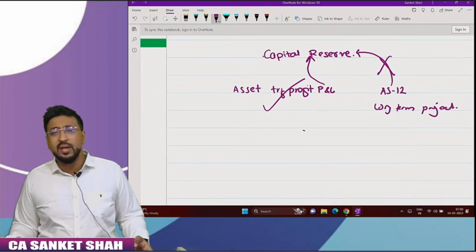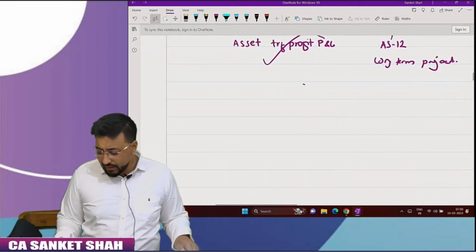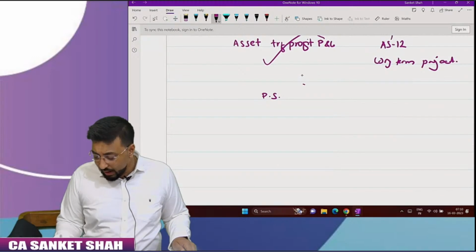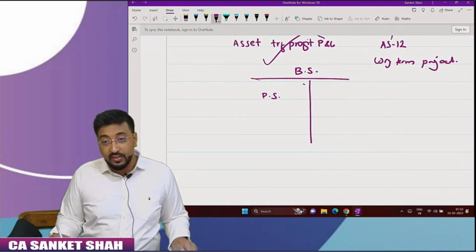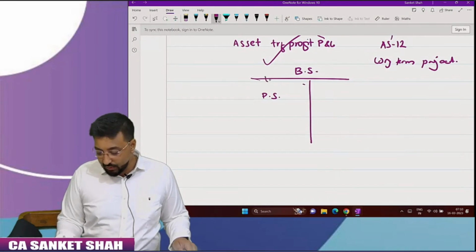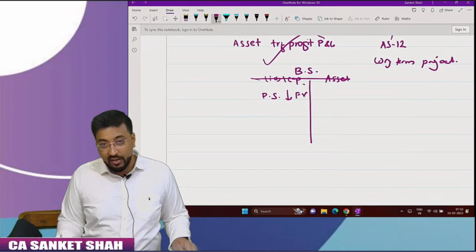So preference share capital में हमने क्या देखा था कि preference share capital on the liability side. Suppose this is a balance sheet, suppose this is not the correct way of presentation, this is only for the understanding purpose. Here it is your liability plus capital, and here your asset side. So your preference capital is reduced by face value. What is the logic? Preference capital आपका face value से reduce होगा.